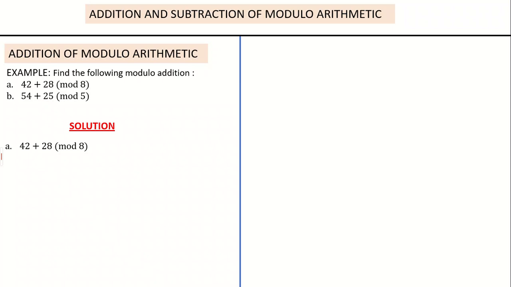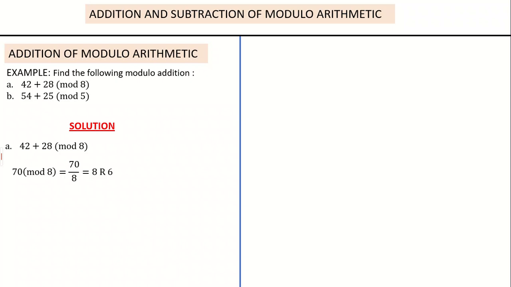Before I continue, I would like to tell you that this addition, even addition and subtraction, they all lead to the previous simplification of modular expression that I did. Okay, so now what you need to do here is just to add 42 plus 28. That will give you 70 mod 8. So it's like you are already in that simplification stage.